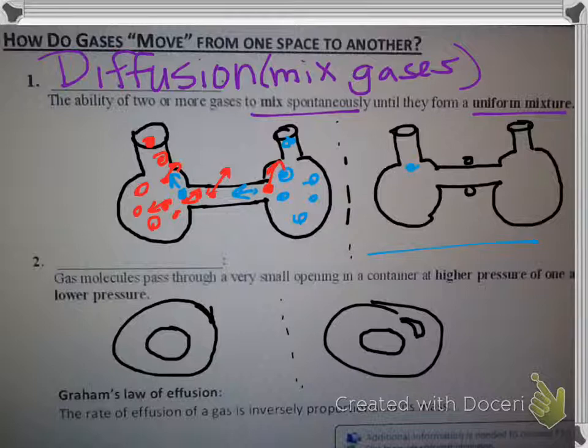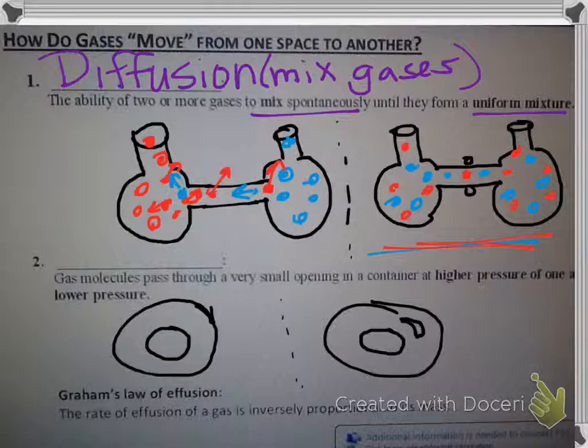When the diffusion process is complete, how will you know? The mixture is uniform throughout, meaning the concentration at any point in the new vessel will be the same for the mixture of gases at every point. So when the diffusion process is done, we have a homogeneous mixture of gases. All right, so that's the process of diffusion, mixing the gases.